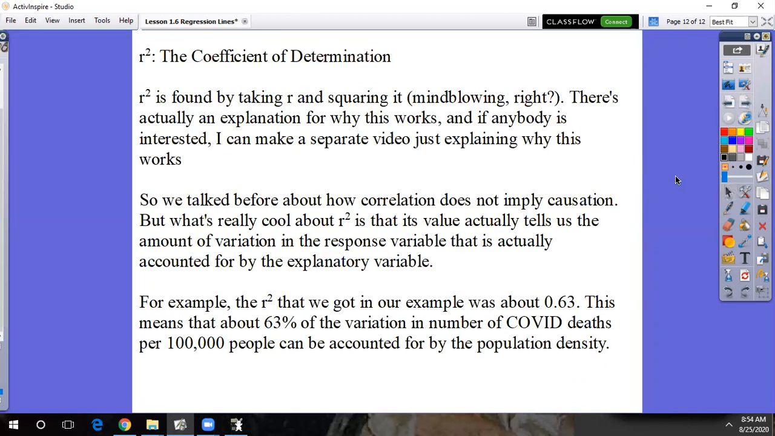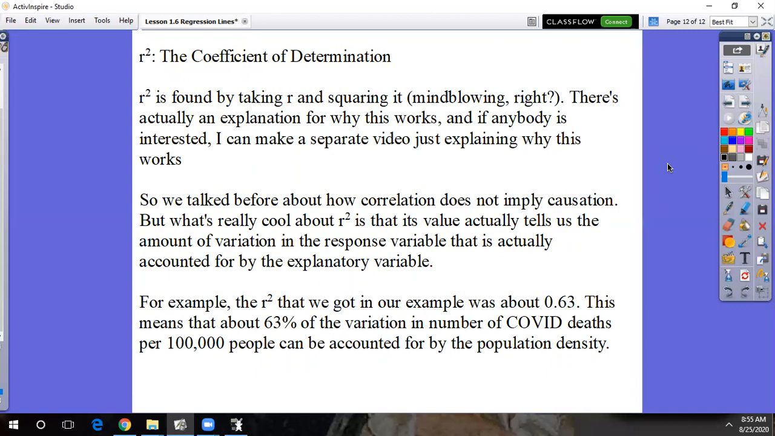R squared is called the coefficient of determination. One way that you can find it is by taking R and squaring it. There is an explanation for why that works, and if anybody wants to know, I can make a separate video talking about just why R squared happens to be R squared. Before we said that correlation doesn't imply causation, but what R squared does is tell us the amount of variation in the response variable that is accounted for by the explanatory variable.